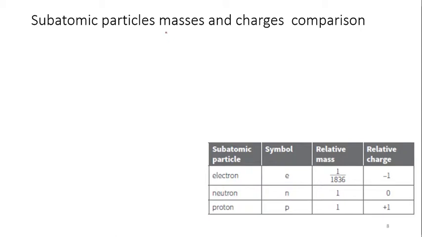Subatomic particles, masses, and charges. In this table, we can see that the subatomic particles are electrons, neutrons, and protons, with symbols e, n, and p. The neutrons and the protons have the same relative mass, but the mass of the electrons is very small compared to neutrons and protons. The relative charge for the electrons is negative, neutron is 0 because they are neutral, and protons are positive 1. There is what we call the number of protons.